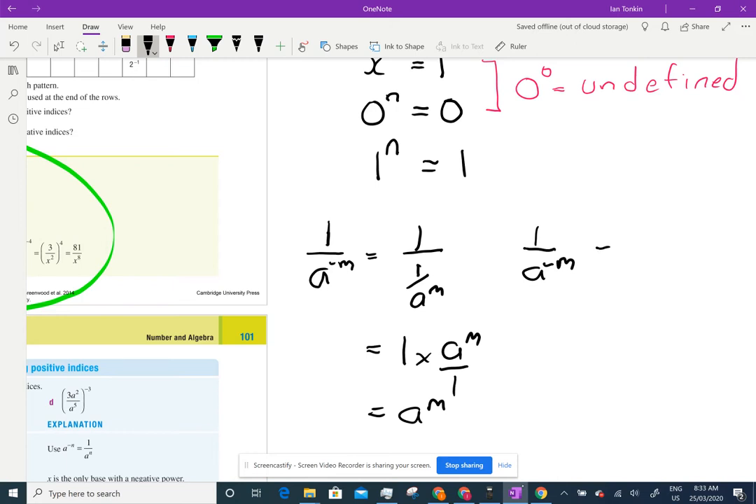So if you've got a negative in the bottom, another way to think of it is 1 over a to the negative m. Well, that's that whole thing. That's a to the negative m to the negative 1. And what do we do to those powers? We multiply them. A to the m. Because a negative times a negative is a positive. So 2 ways to think about it. But if you've got a negative in the denominator of a fraction, you can just move it to the top, move it to the numerator and make it positive.